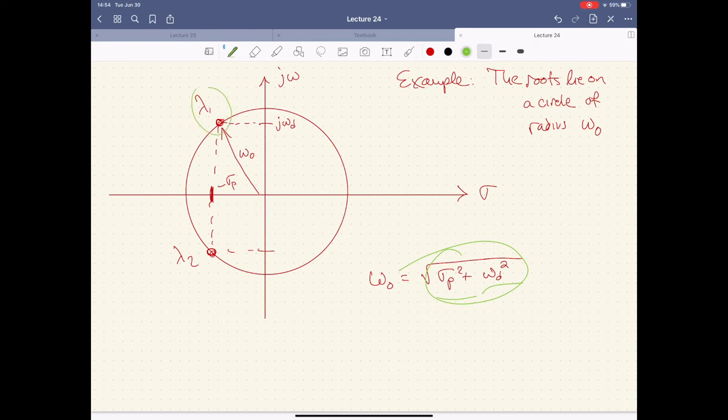I end up with two complex conjugate roots of one another, but they still create a j omega d, and a minus sigma p, such that the radius, the distance from the origin for both of these roots, is omega naught. So they still hit that resonance. So that's where the resonance of the system lives, is right along those roots.